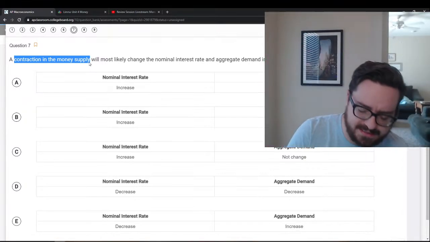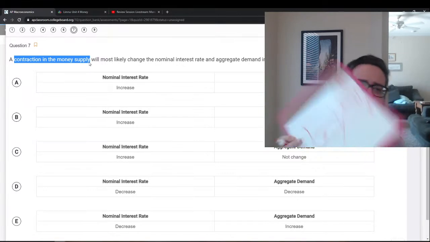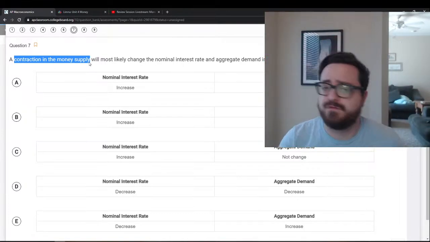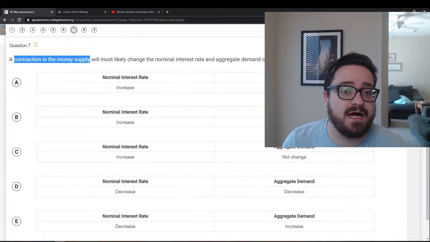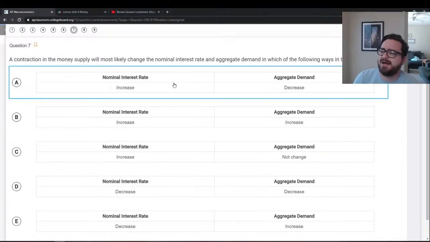My supply went down. Interest rate is higher, which makes sense because if banks have less to lend, they're going to charge more for a loan. And if loans are more expensive, I cannot borrow and spend as much. So I'm going to get a higher nominal interest rate. I'm going to shrink my picture so you can see the answers. I'm going to get a higher nominal interest rate and lower aggregate demand, A. It's kind of the same question as that 3-part graph shift one. But they repeat themselves a lot.